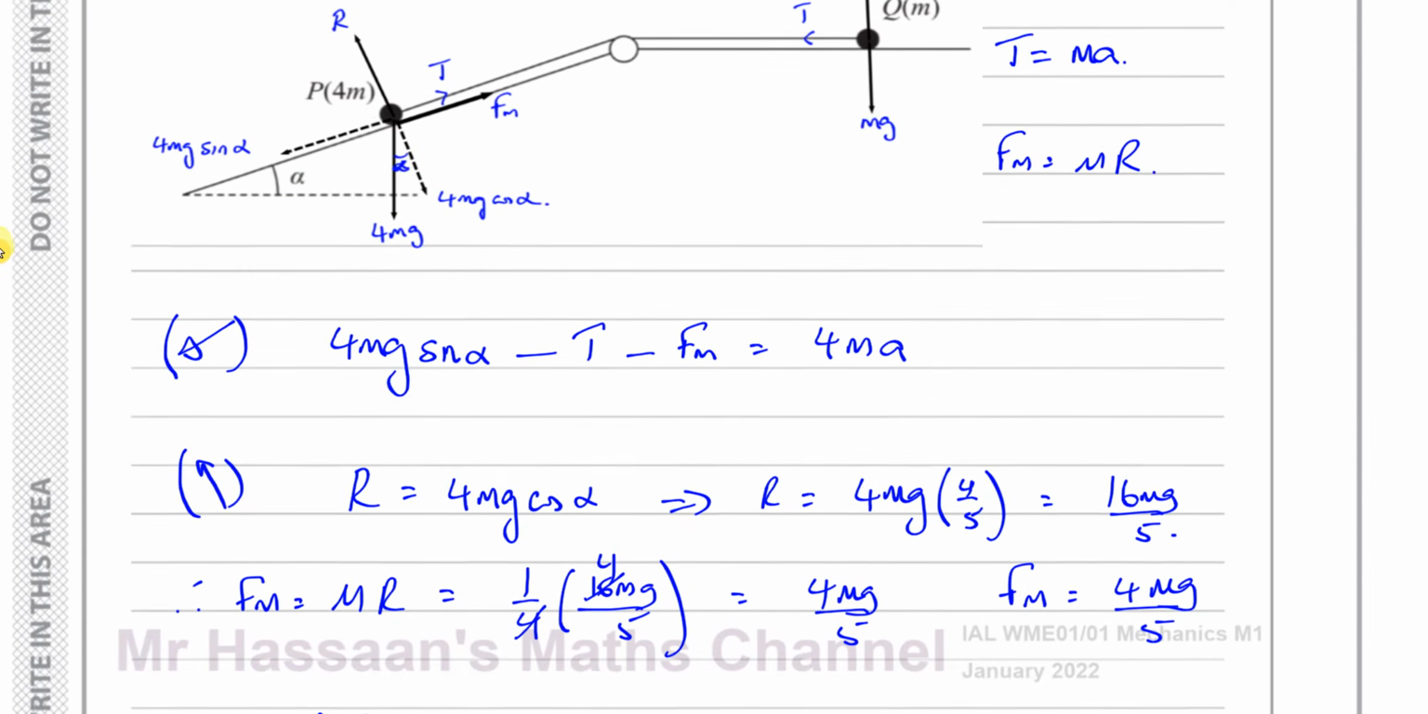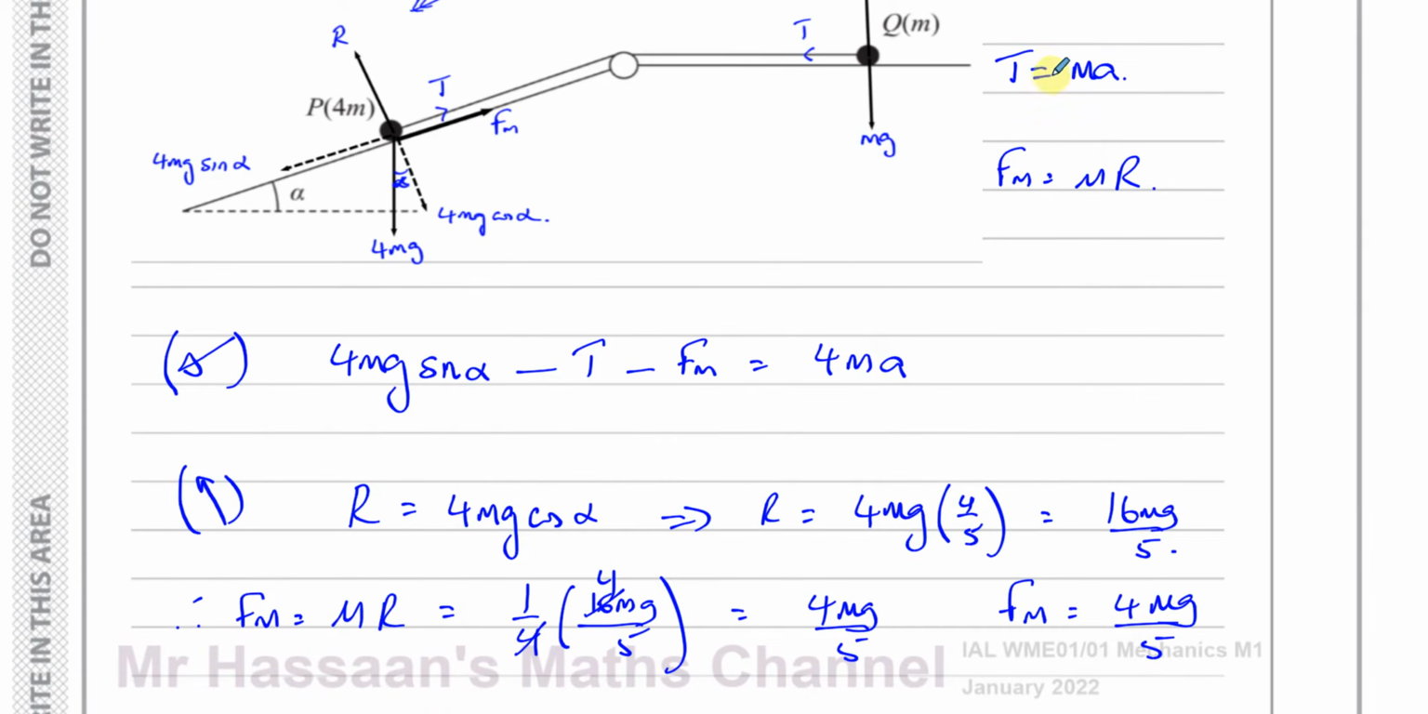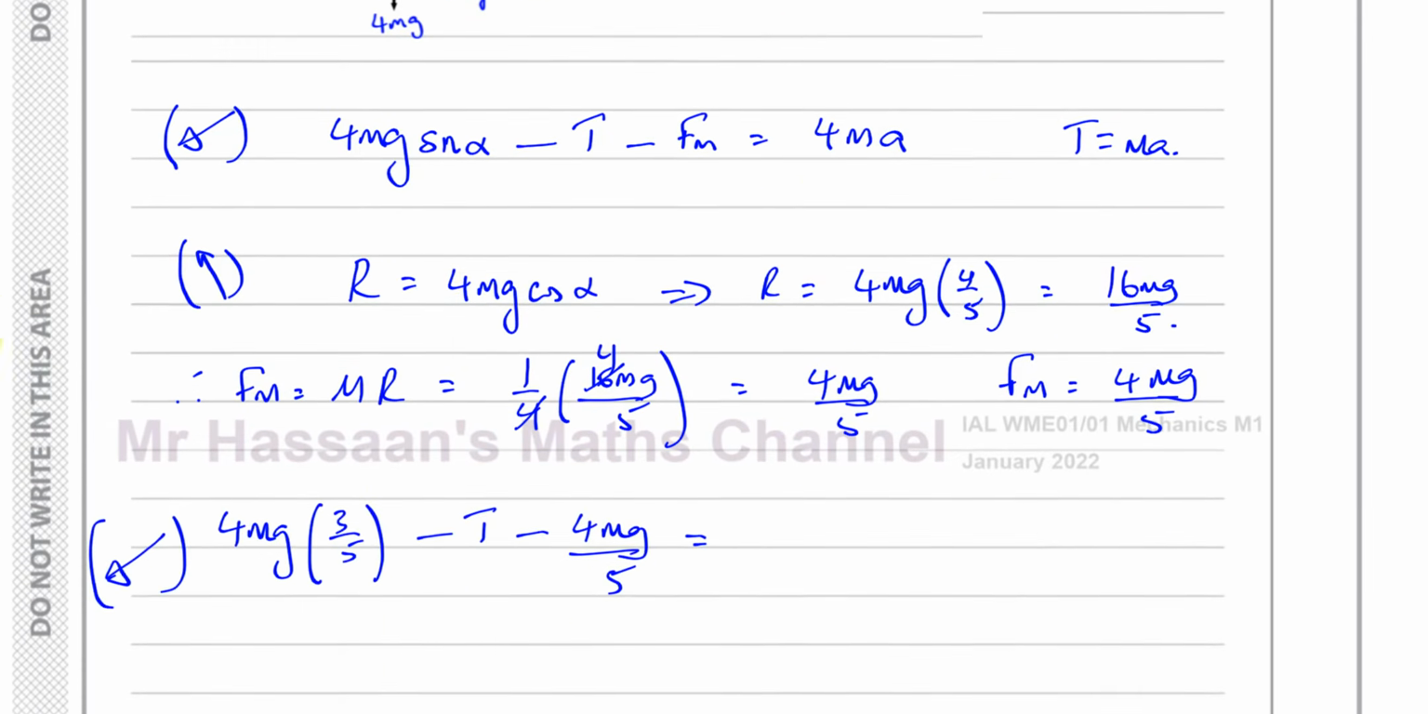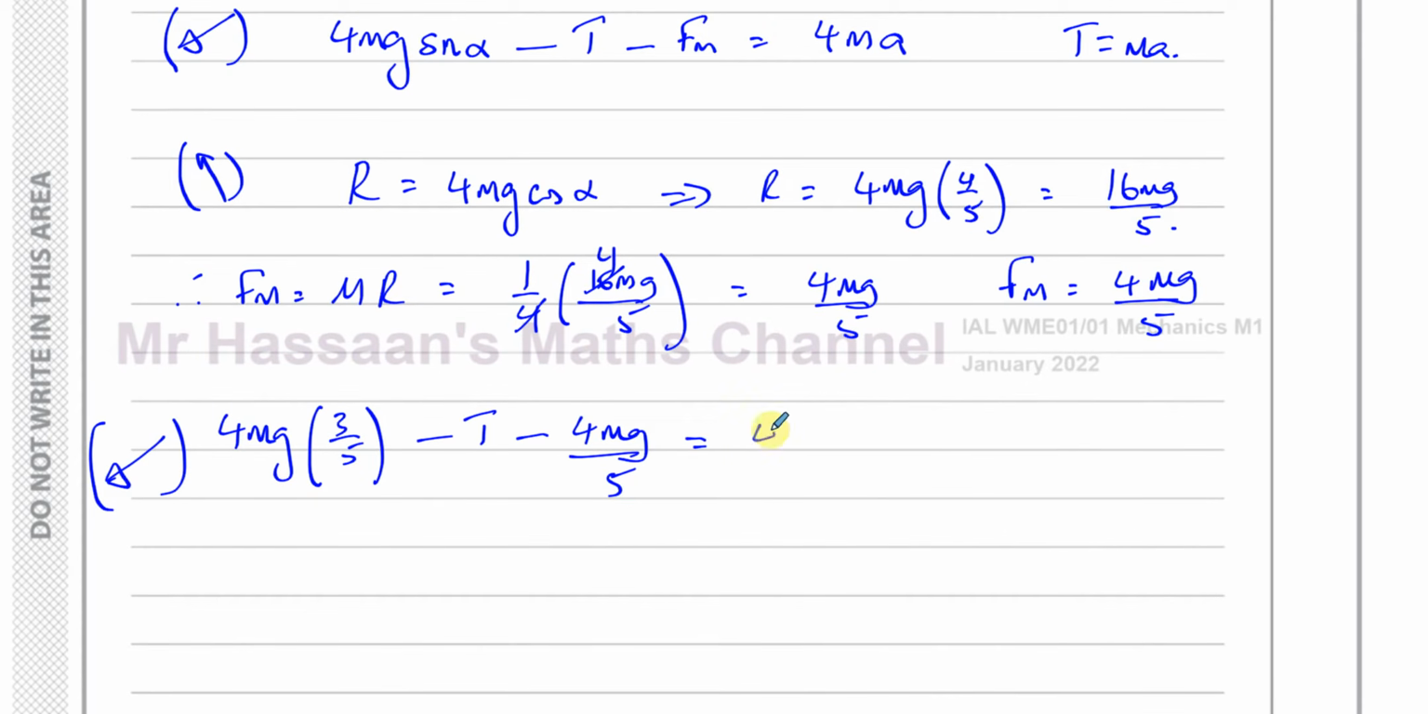Now we know that the tension is equal to ma. We know that T is equal to ma, so that means that ma, I can replace it with T. So this is equal to 4 times T. Okay, so that's now an equation with just T in it, and we can now find what T is.